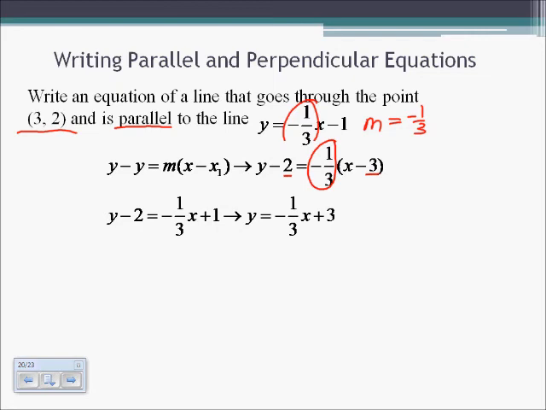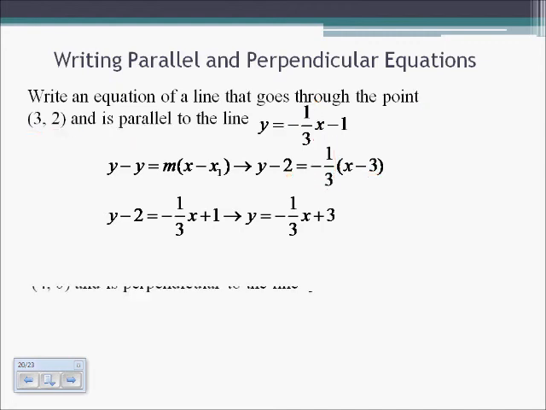So that is the equation of a line that goes through the point 3, 2 and is parallel to the line that was given to us, y equals negative 1/3 x minus 1. So the only difference is where we're getting our slope from. Now we're getting our slope from an equation of a line as compared to points that exist in space.